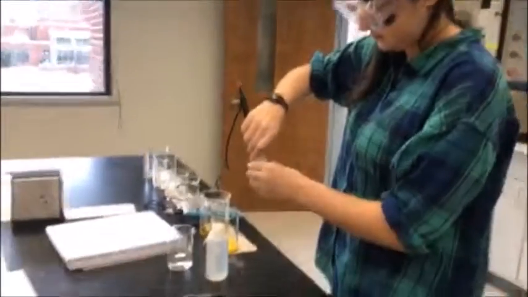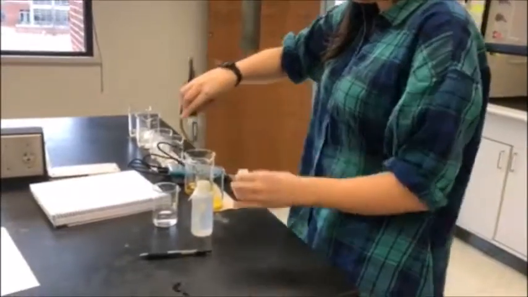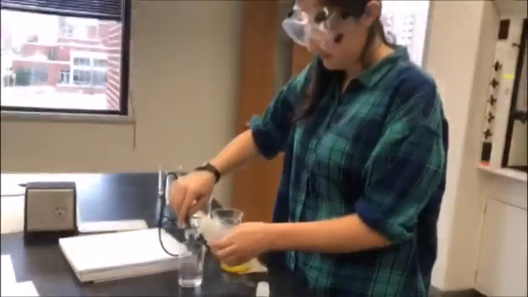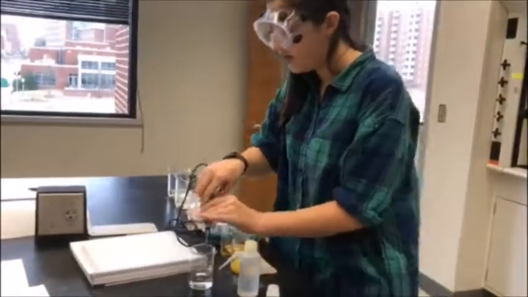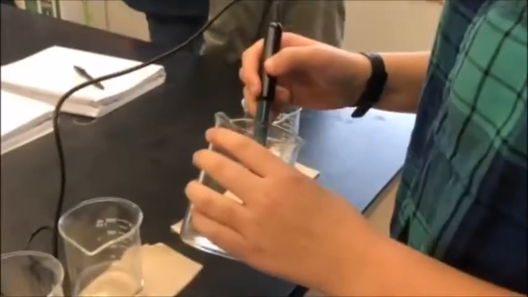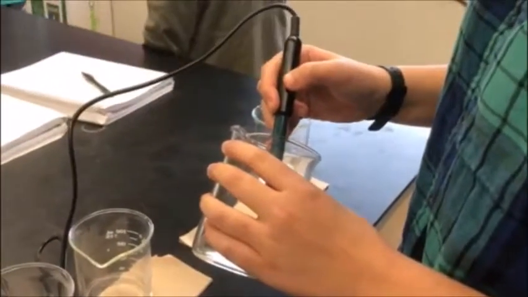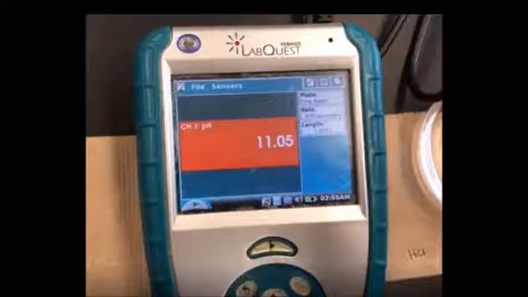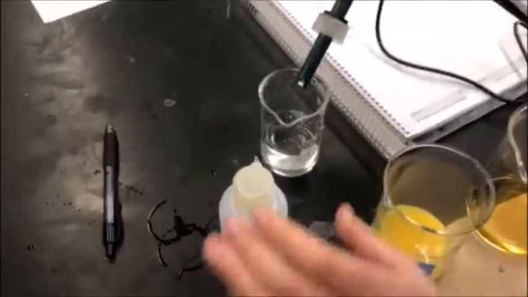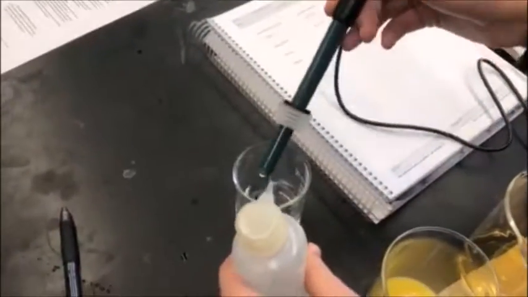To begin testing, prep the pH meter by twisting off the cap and rinsing the orb with distilled water. Then fully submerge the orb into the solution, in this case NH3, and wait for the readout from the pH meter to stabilize. Once it has, record this value 11.05 into your lab notebook. Then rinse the meter with distilled water and store the meter for future use.